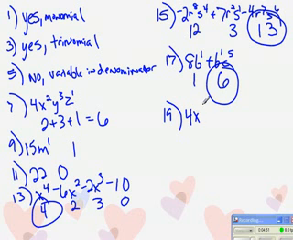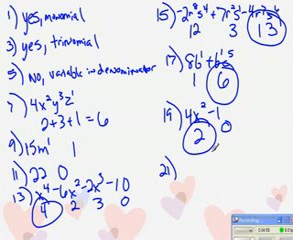Number 19, we have 4x squared minus 1. So that's got the second power. This has no powers, so it's 2.